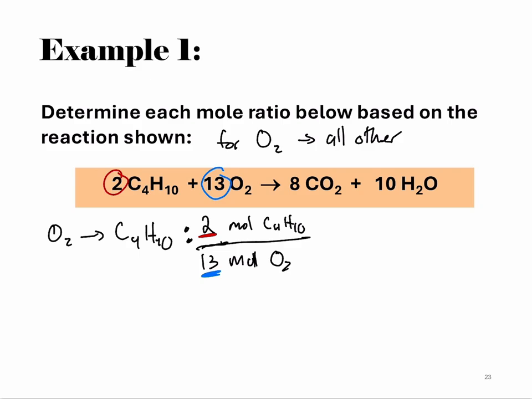How would I say this in a sophisticated way? Well, if I have 13 moles of oxygen gas, I need at least 2 moles of butane to react all of the oxygen gas here.